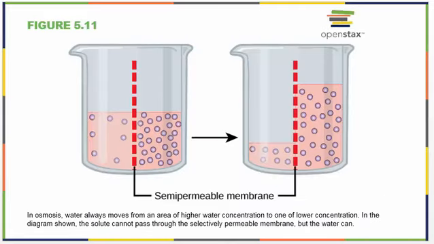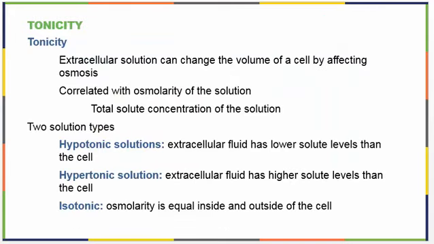Osmosis is the movement of water through a semi-permeable membrane according to the concentration gradient. Water moves from an area of high concentration to one of low concentration. This occurs when a solute cannot move, but the water itself is capable of movement. Osmosis can be measured essentially by a property called tonicity. What tonicity refers to is the fact that extracellular solutions can change the volume of a cell by affecting its rates of osmosis. Tonicity is correlated with the osmolarity of a solution.